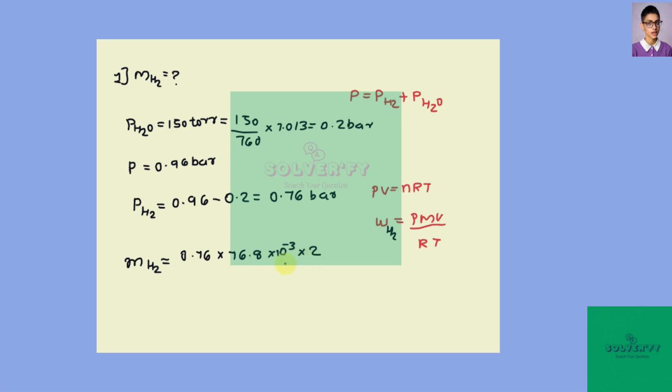Here the molar mass of hydrogen is 2, divided by the universal gas constant 0.083 into the temperature, converted into Kelvin, which is 3 Kelvin. So on doing this, we will get the mass of the hydrogen produced here. We get our answer as 4.224 into 10 raised to minus 3 gram. So this is the answer for our first question.